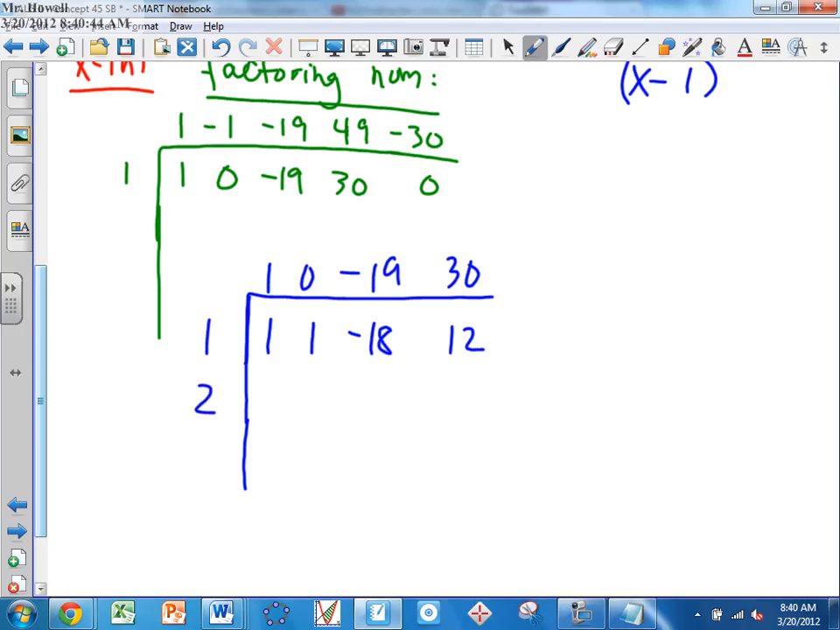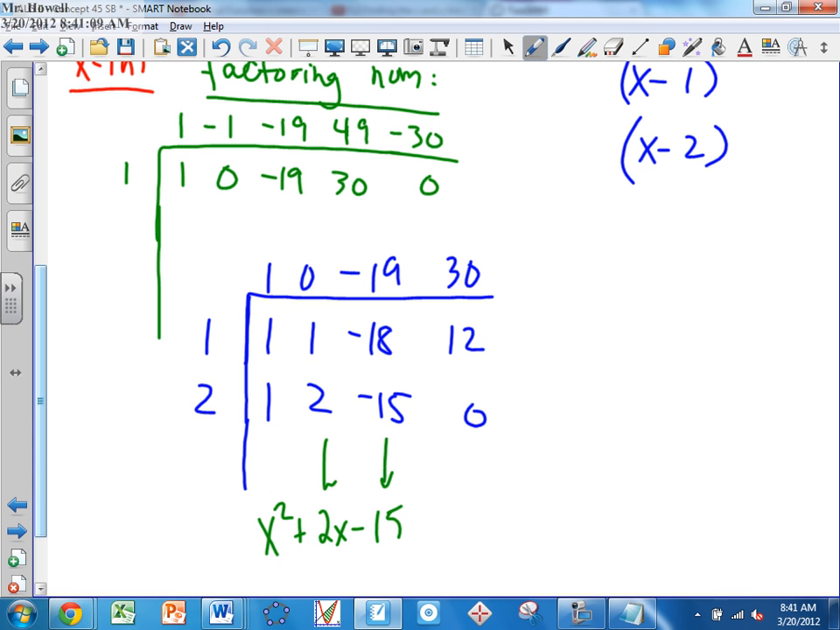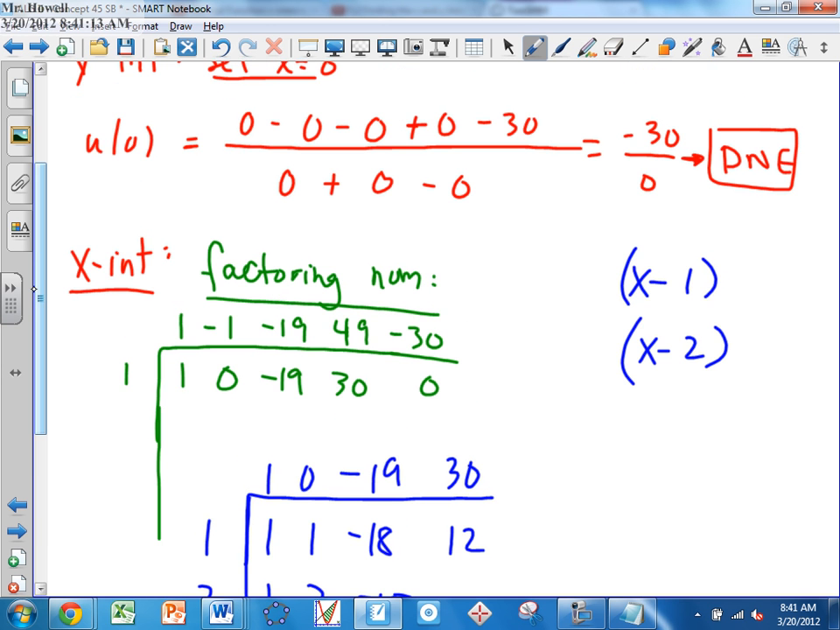Bring down the 1. This is 2, and 0 is 2. 2 minus 19 is negative 15. Negative 30 and 30 is 0. So another factor is x minus 2. At this point in time, this becomes just simply x squared plus 2x minus 15. Well, how do I know that, you might ask? I start from the beginning. In the beginning, I had x to the 4th.